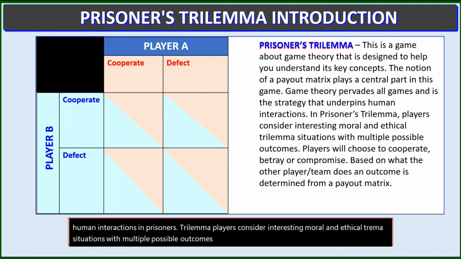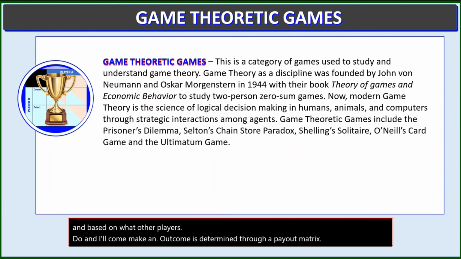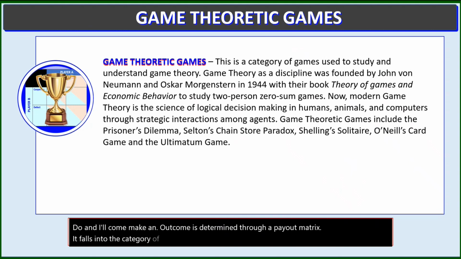Players choose to cooperate, betray, or compromise, and based on what other players do, an outcome is determined through a payout matrix. It falls into the category of game theoretic games, which is used to study and understand game theory.